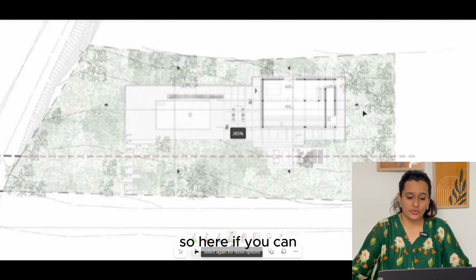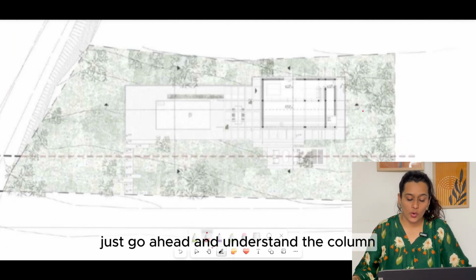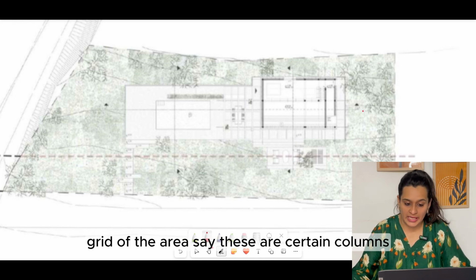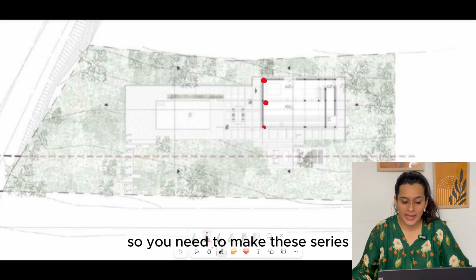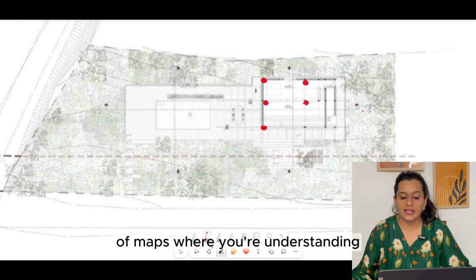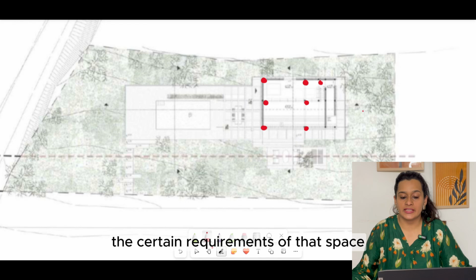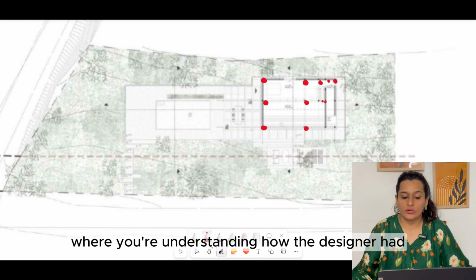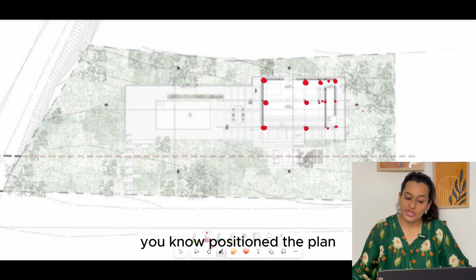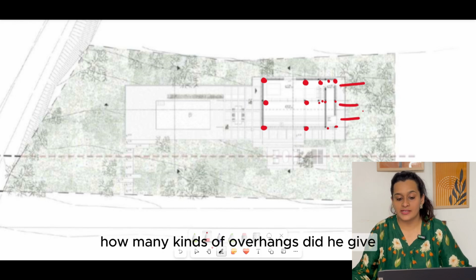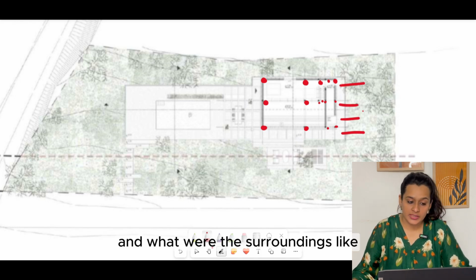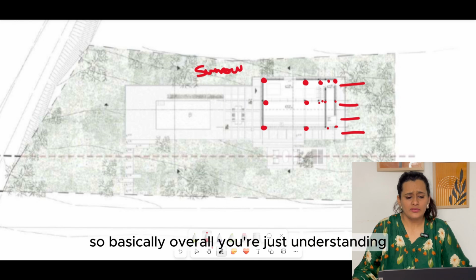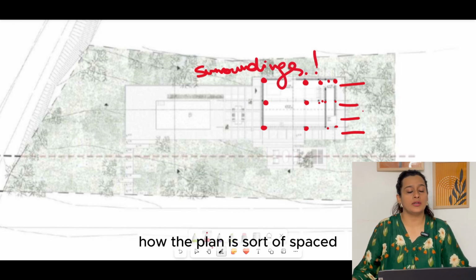Canva as well. So here, you can go ahead and understand the column grid of the area, say these are certain columns. You need to make a series of maps where you understand the certain requirements of that space, how the designer had positioned the plan, how many kinds of overhangs he gave, and what the surroundings were like. So basically, overall, you're understanding how the plan is spaced.